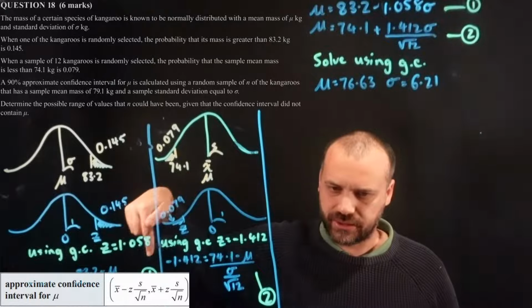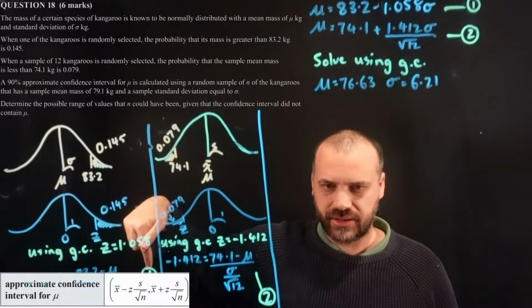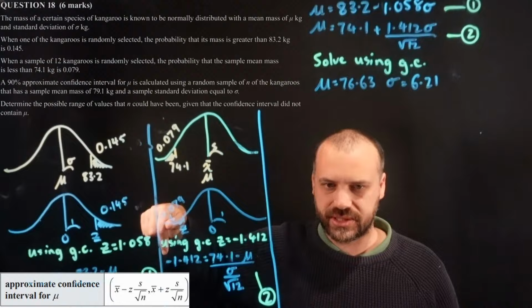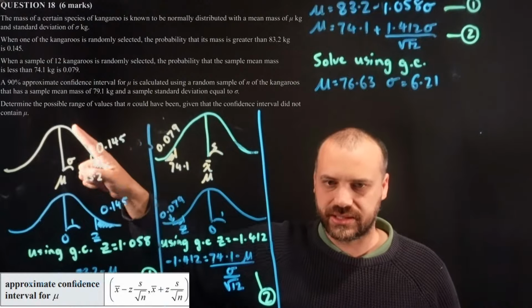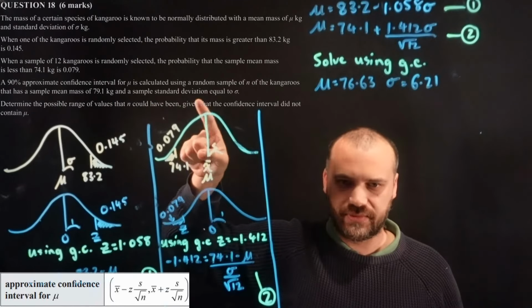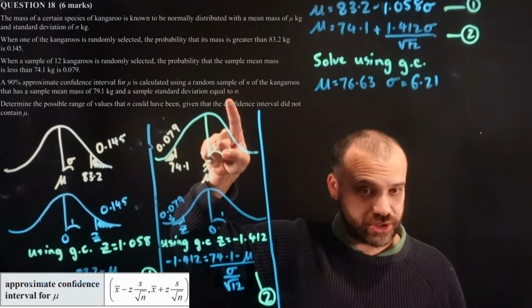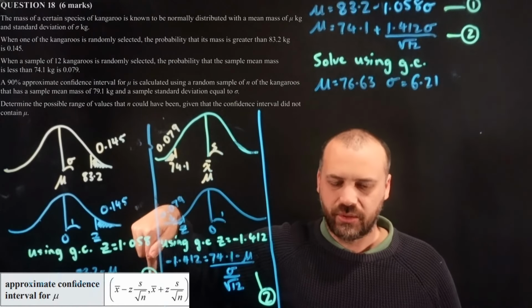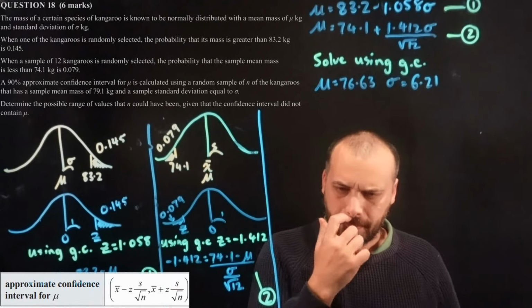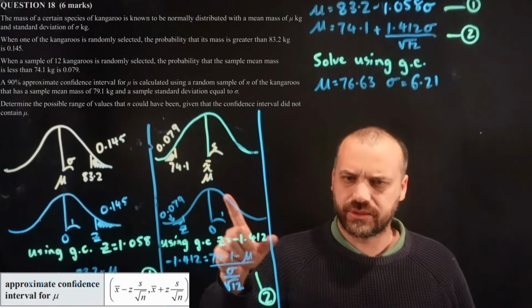What else do we know? S, the sample standard deviation. Let's see. Sample standard deviation equal to the population standard deviation. So we know that as well. We just don't know root n. Now, what else do we know?